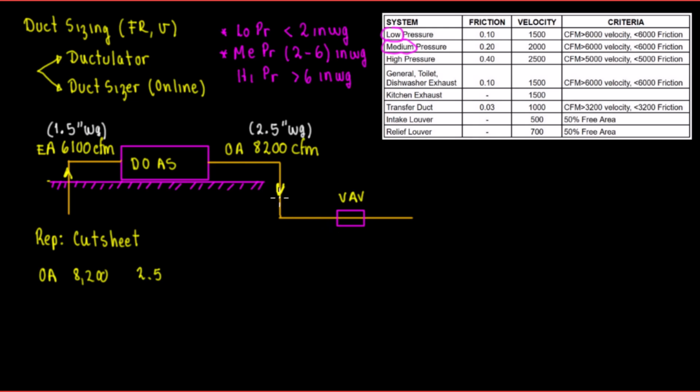So usually what we consider before the VAV box is going to be medium pressure, and then after the VAV, upstream, downstream, after the VAV is going to be the low pressure duct. There you go. All right.